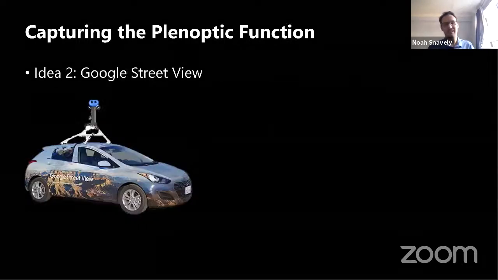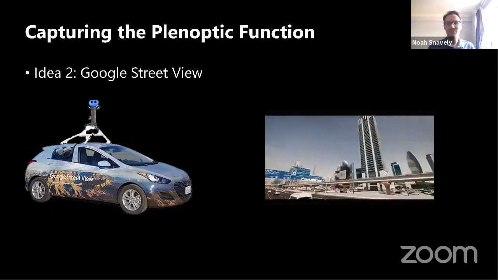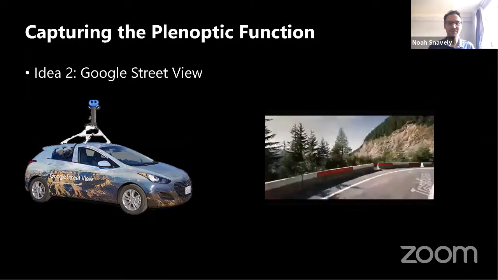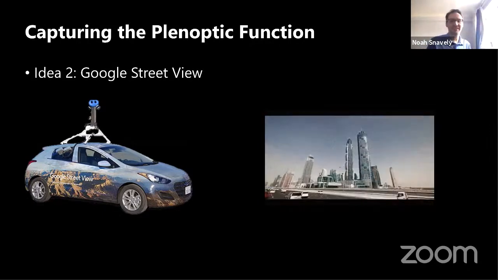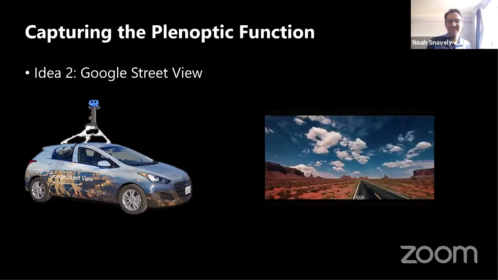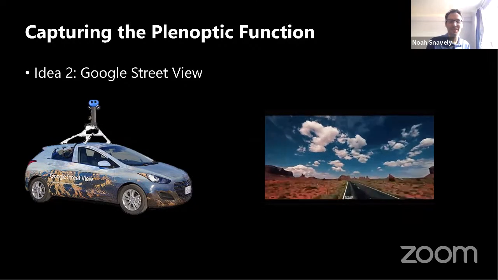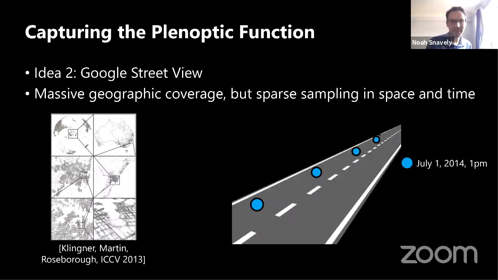That is essentially what Street View does. Street View, the modern version of the Aspen Movie Map, puts cameras on cars and drives them through the world. And of course, Street View has captured lots and lots of places, probably millions of miles driven by this point. So it's maybe the thing in the world that has the most claim to capturing the Plenoptic function because of its massive geographic coverage, most continents, et cetera. But it's still a sparse sampling in space and time.